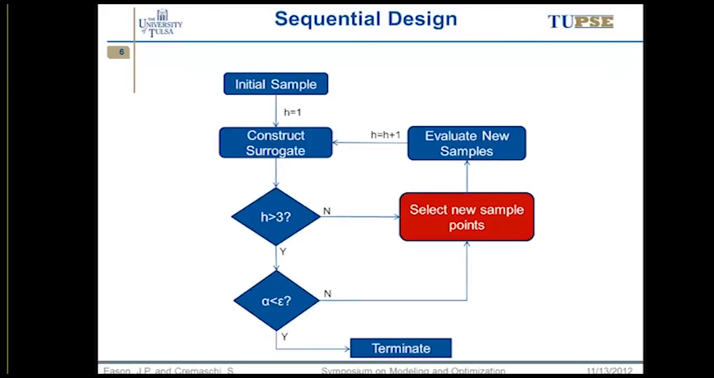So just to run through that process again, we begin with an initial sample, construct a surrogate, and then we select some new sample points, evaluate the underlying function at the new samples, construct the surrogate again, and then eventually we test the improvement in our surrogate's performance, and if the performance has leveled out, then we can terminate. But the focus of this presentation is in this red box right here, and how we select new sample points in the optimal way to minimize the total number of times we go around this loop, and minimize the number of samples we generate overall.